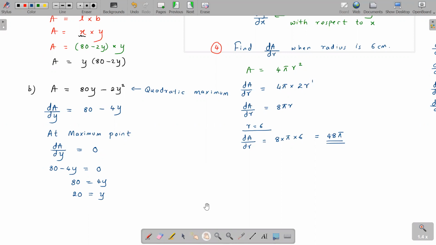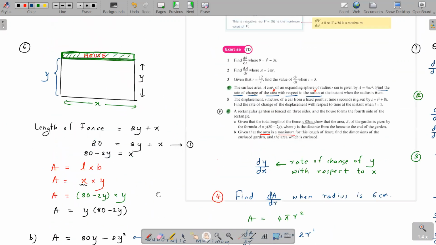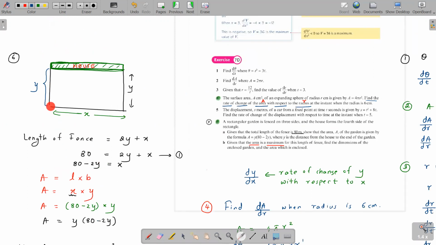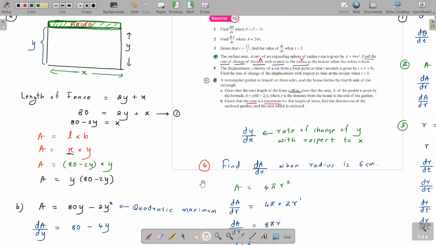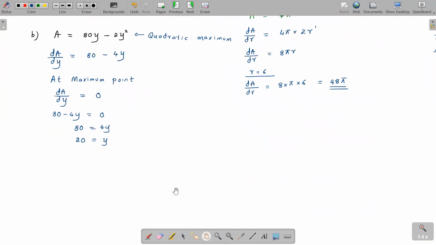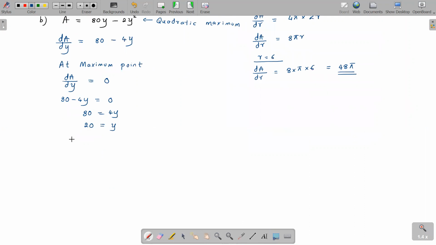So when I get the y value here as 20, that is the value over here, right? Now they are asking us to find what? Find the dimensions of the enclosed garden. What do you mean by the dimensions? Dimensions means both the length and the width, right? So what's the length and the width? So what is the x value? Because dimensions means I need the y value and also I need the x value. How do I get the x value?